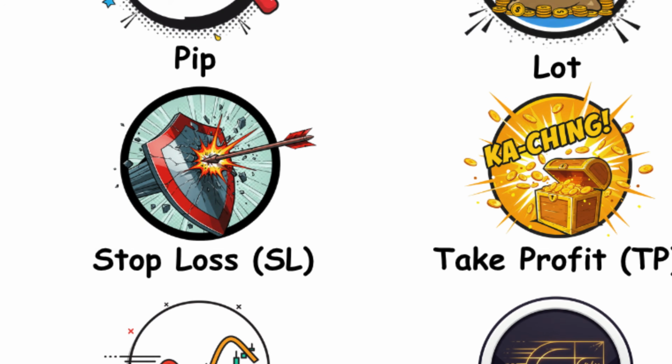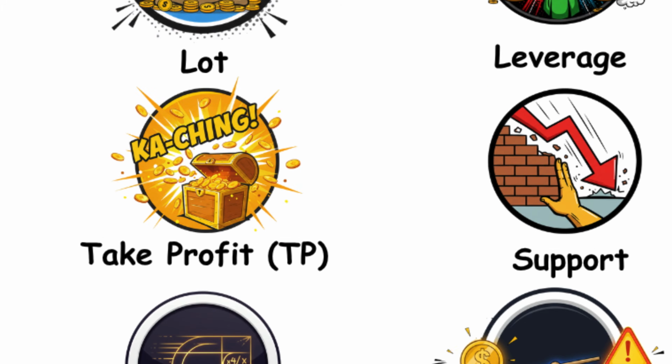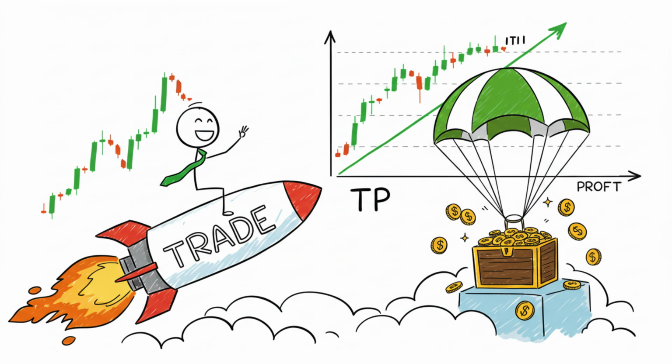Stop loss, SL. An automatic exit set to limit your loss if the market goes against your trade. Take profit, TP. An automatic exit set to lock in profits once the market reaches your target price.